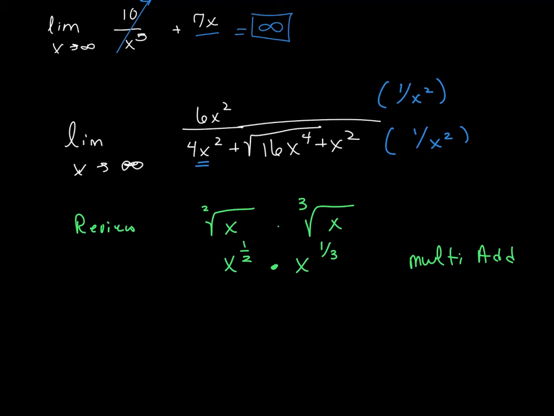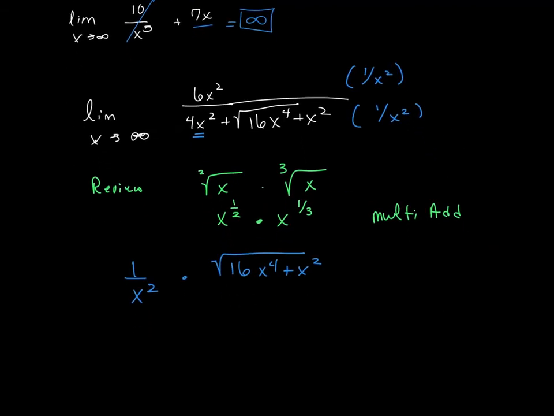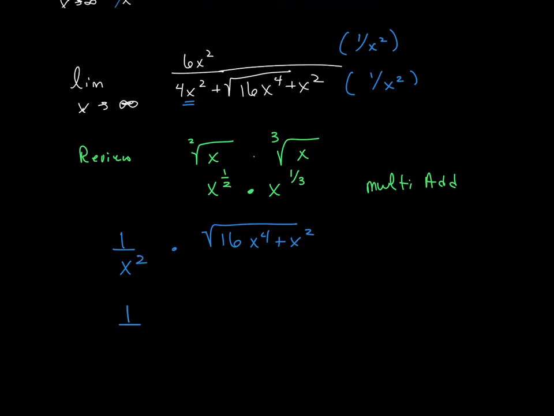I need to somehow take 1 over x squared and multiply it times the square root of 16x to the fourth plus x squared. Now, what I can do is change that to a fractional power, which is 16x to the fourth plus x squared, all to the 1/2.